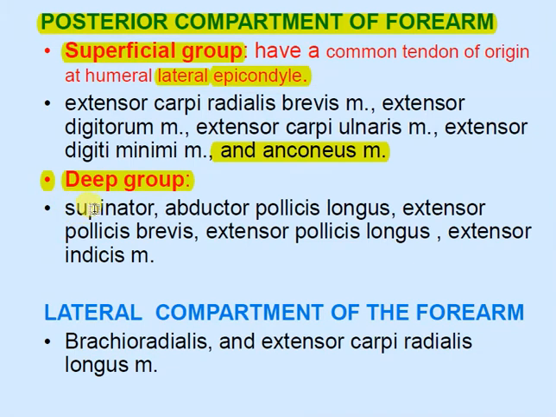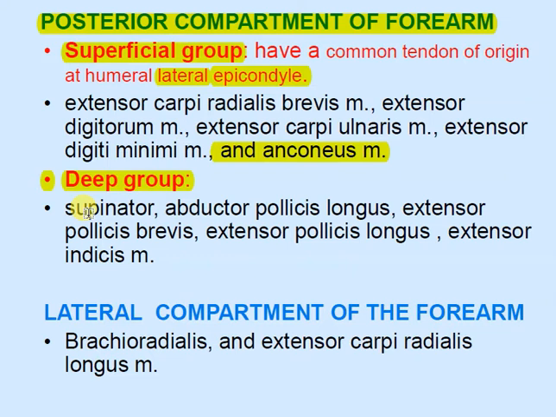From there we have the deep group of the muscles of the forearm, and in the deep group we have the supinator, we have the abductor pollicis longus. And as I told you, abductor means it performs the function of abducting the pollicis. Now pollicis means it is the thumb, it performs the movement of the thumb. Longus means the muscle is long.